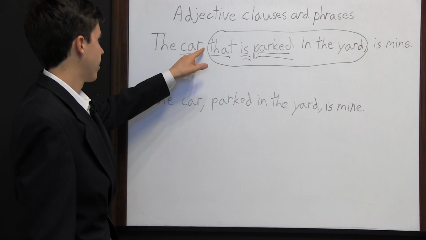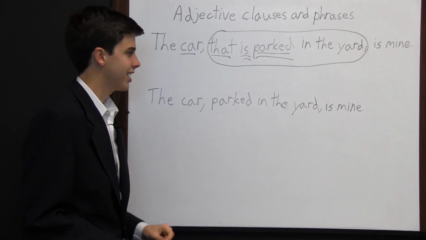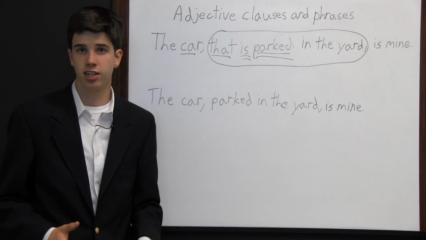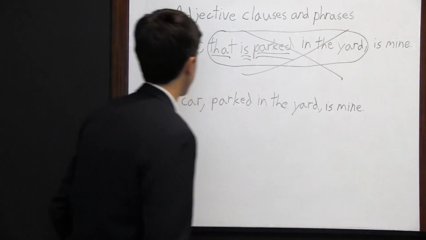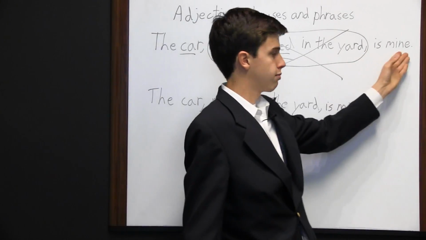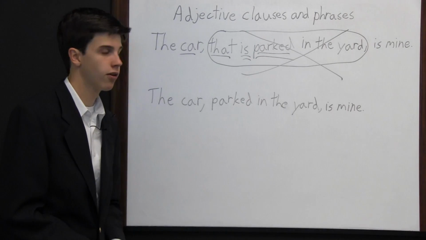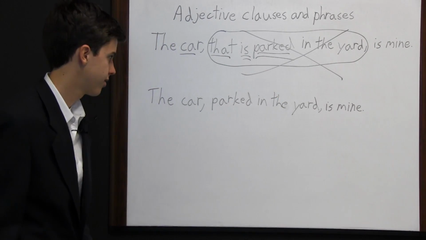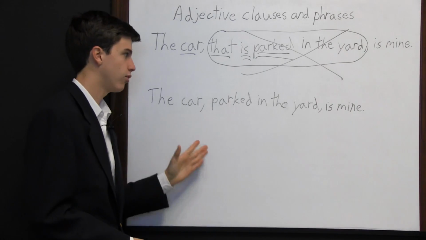If you notice right here, this clause is marked off by two commas. And any time a group of words is marked off by two commas, it can be removed from the sentence, and the sentence will still make sense. Take a look at this. Just X this out. We don't even read that, and we just read the sentence as the car is mine. The sentence still makes sense without this adjective clause. That's another way to tell that this is an adjective clause, because it can be removed from the sentence.